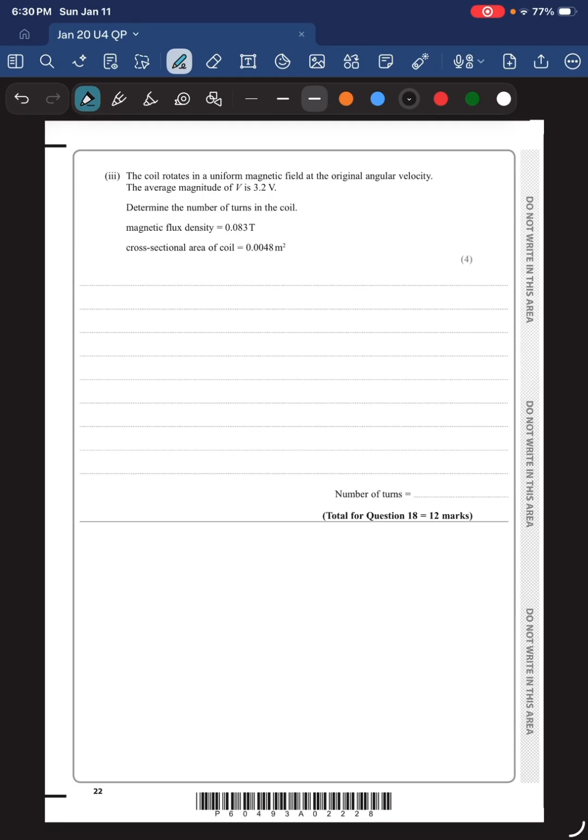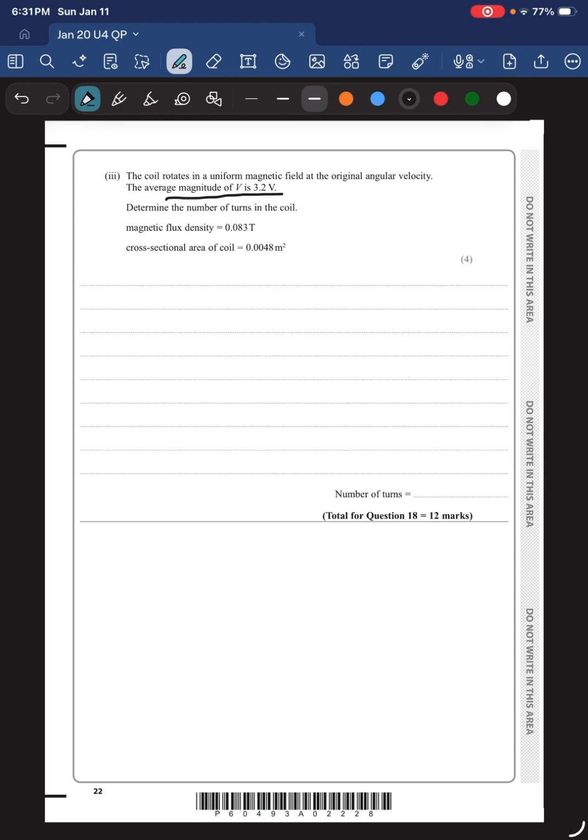The coil rotates in a uniform magnetic field at the original angular frequency. The average magnitude of V is 3.2 volts. Determine the number of turns in the coil, and they give you the magnetic flux density and the cross-sectional area. Okay, so this problem is a little bit weird in that you have to think like this. So they give you the average magnitude of V.